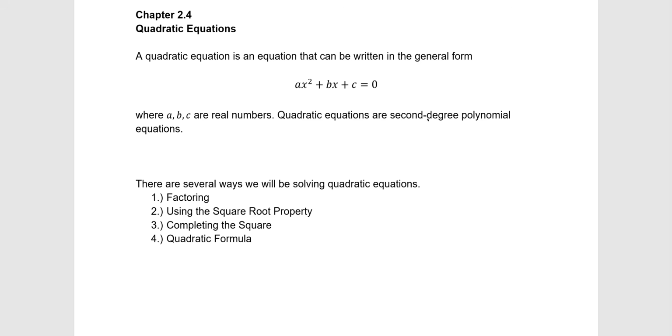Chapter 2.4 is quadratic equations. So far we've solved linear equations, which are degree 1 polynomials. Now we're going to be solving degree 2 polynomials, which we call quadratic equations. A quadratic equation can be written in general form. It would be ax squared plus bx plus c equals 0.